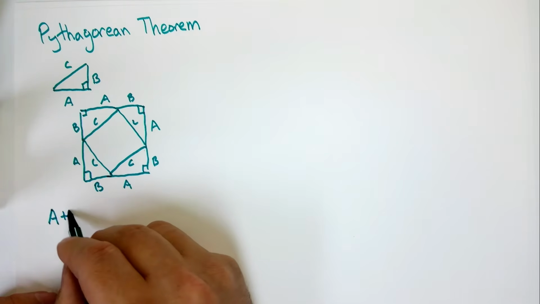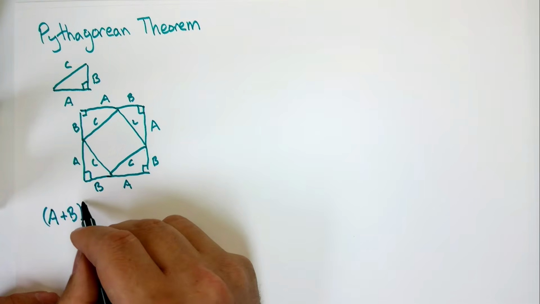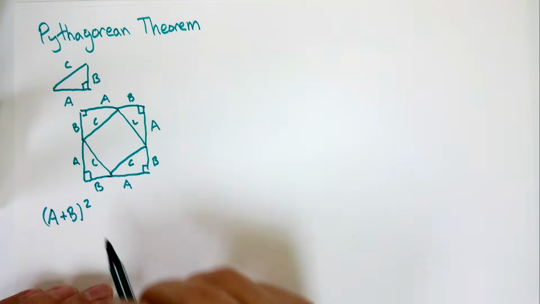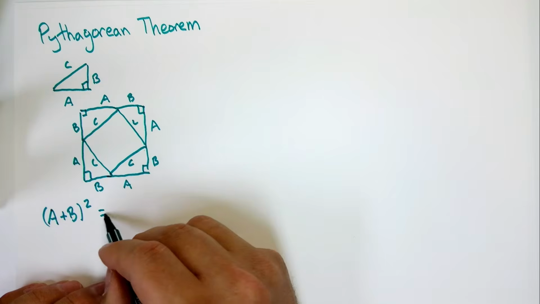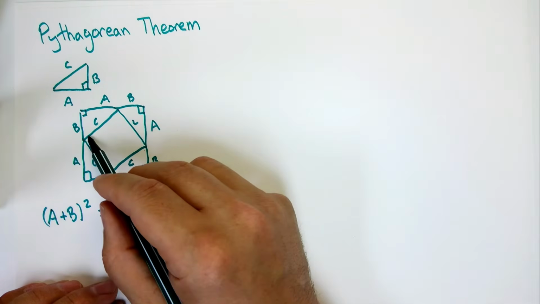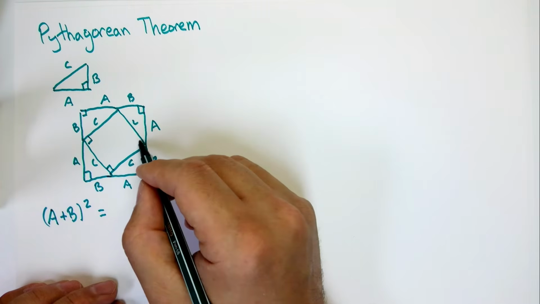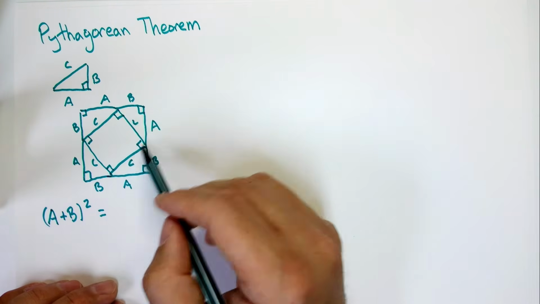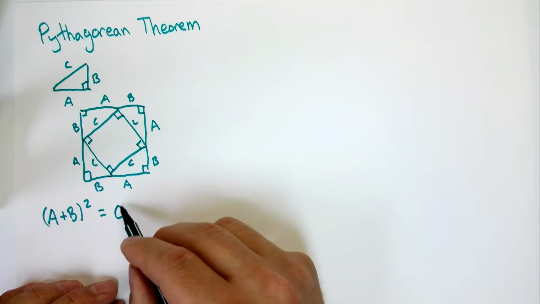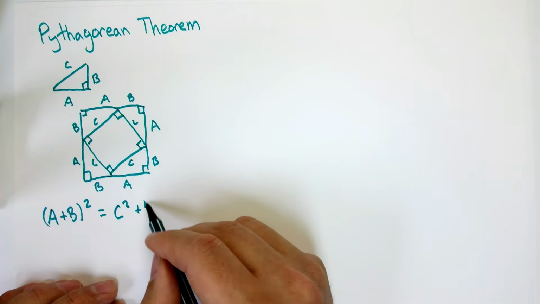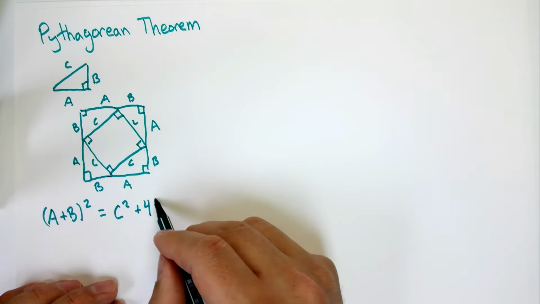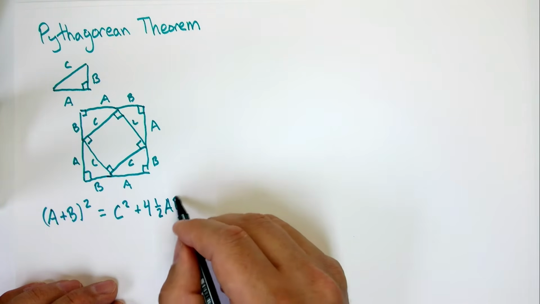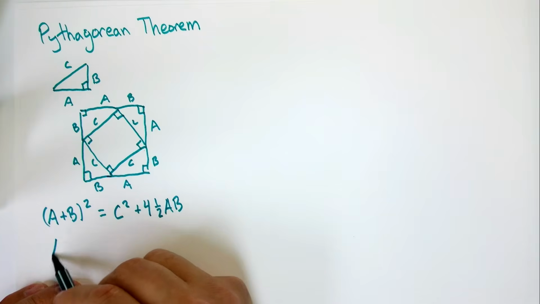So one way to do it is take A plus B and square it, because it's A plus B times A plus B. But the other way to do it is to say, well, look, inside here, this is actually a square. So I'm going to take this square on the inside. That's C by C, so C squared. And I'm going to add to that 4 triangles. The area of a triangle is 1/2 base height. So 1/2 AB.